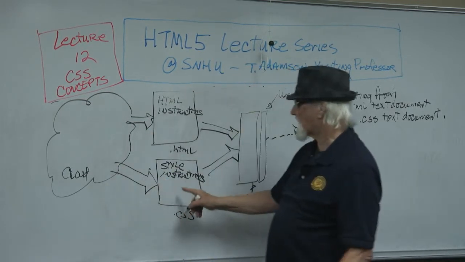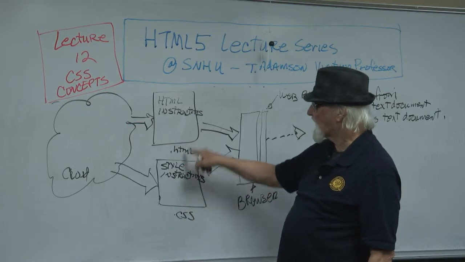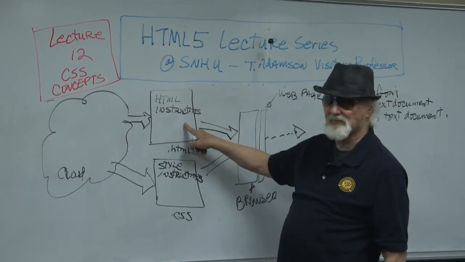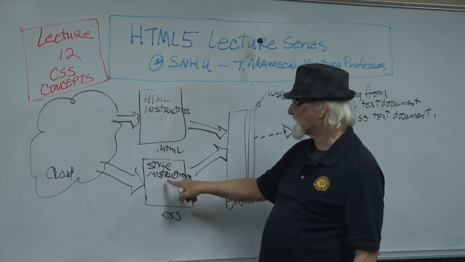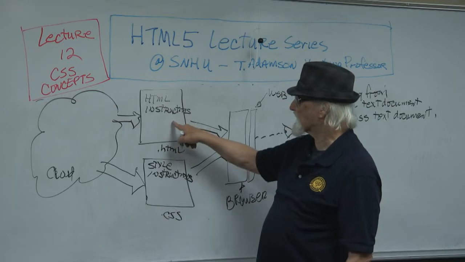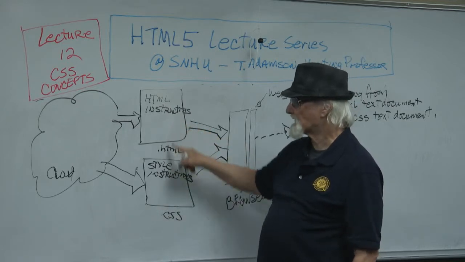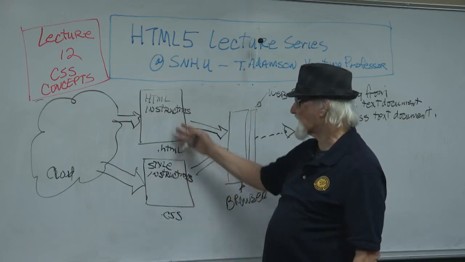Now, one might think that this document comes from the same server as that document. It doesn't have to. This could come from a server that's located in Bangladesh. This could come from a server that's located in New York. They don't have to be physically on the same site, but generally they are.